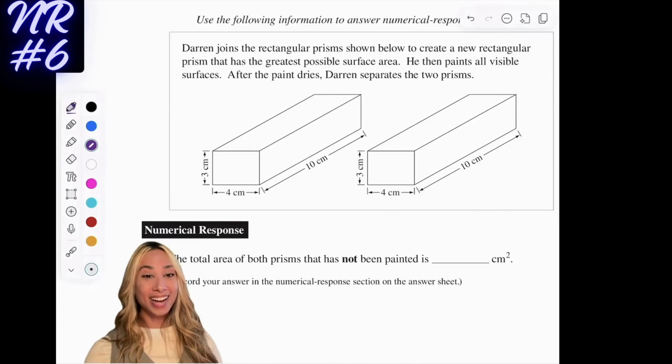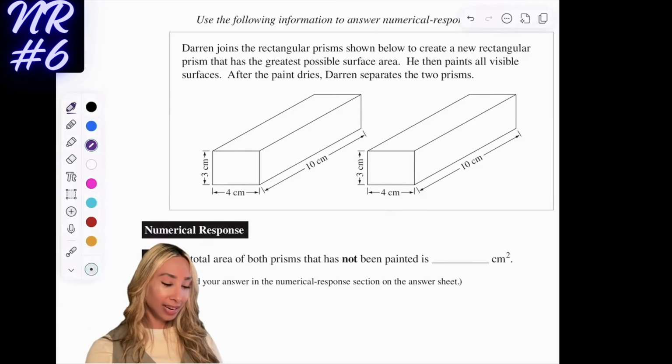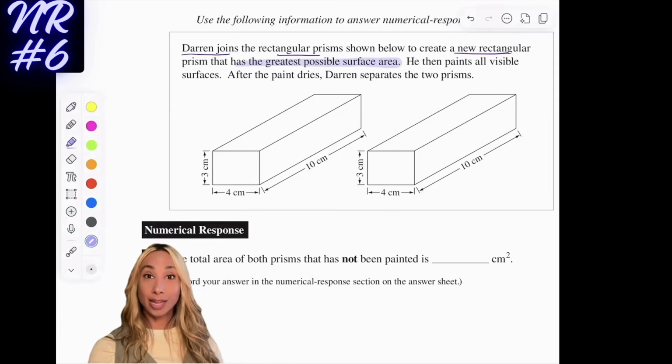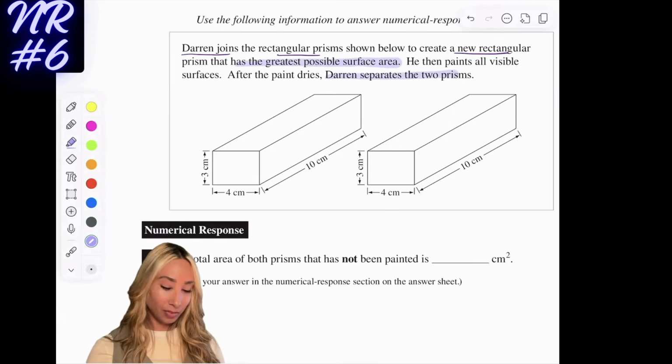All right, numerical response number 6. I would say this is a really sneaky question, okay? So it says here, Darren joins the rectangular prism shown below to create a new rectangular prism that has the greatest possible surface area. That's really important, okay? Keep that in mind. He then paints all visible surfaces. After the paint dries, Darren separates the two prisms, which kind of makes me wonder why would you join them in the first place, but I guess that's Darren for you.